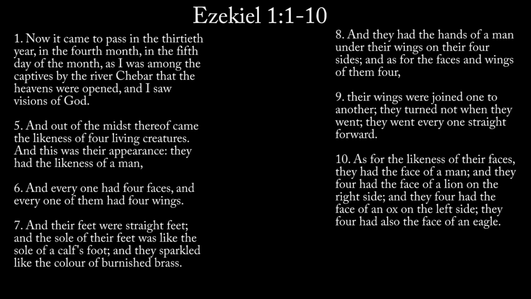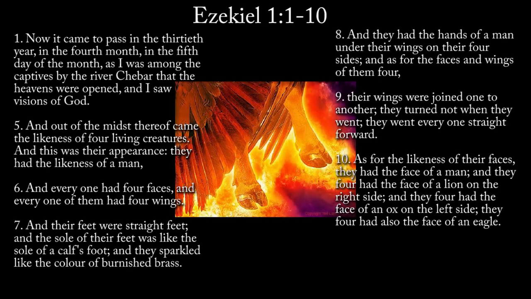Ezekiel 1:1-10. Now it came to pass in the 30th year, in the 4th month, in the 5th day of the month, as I was among the captives by the river Chebar, that the heavens were opened, and I saw visions of God. And out of the midst thereof came the likeness of 4 living creatures, and this was their appearance. They had the likeness of a man, and every one had 4 faces, and every one of them had 4 wings, and their feet were straight feet, and the sole of their feet was like the sole of a calf's foot, and they sparkled like the color of burnished brass.